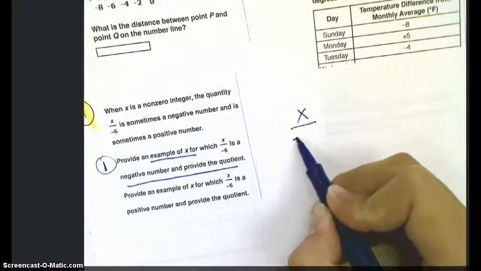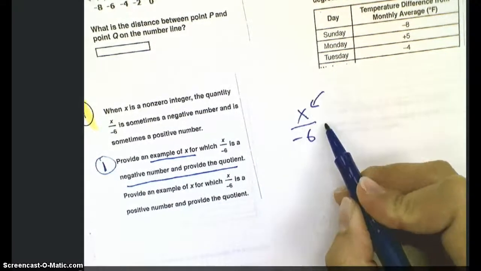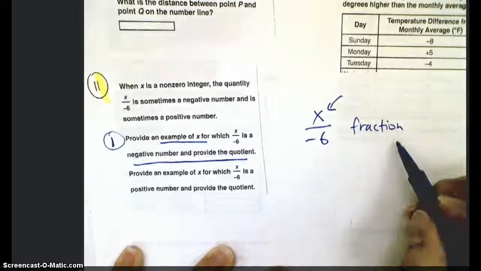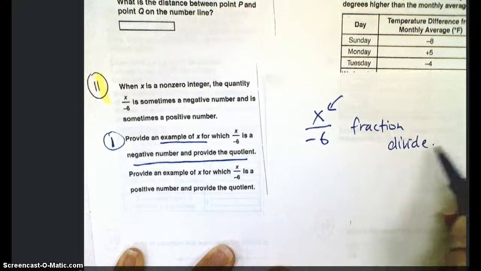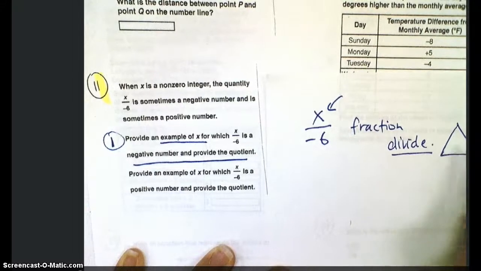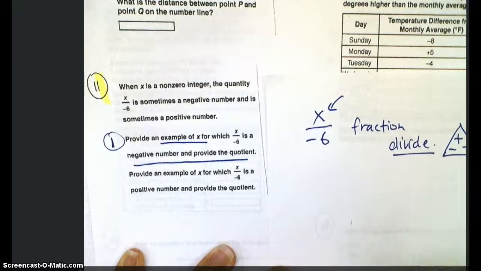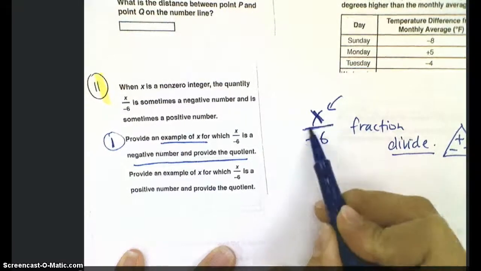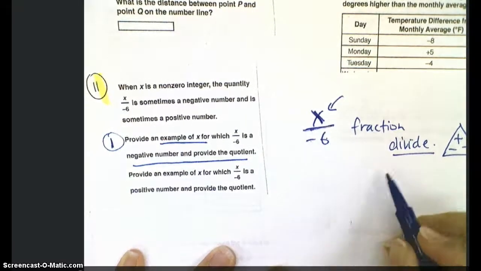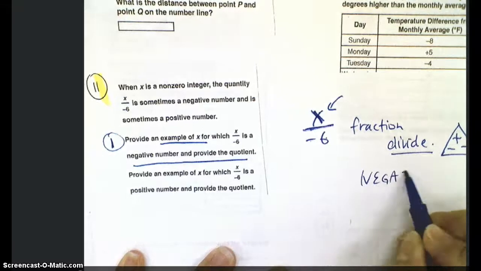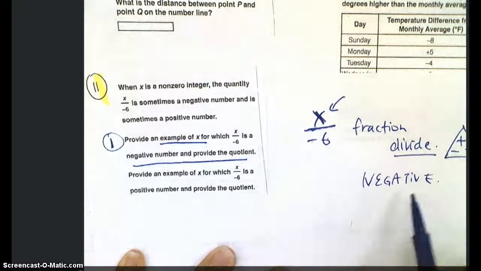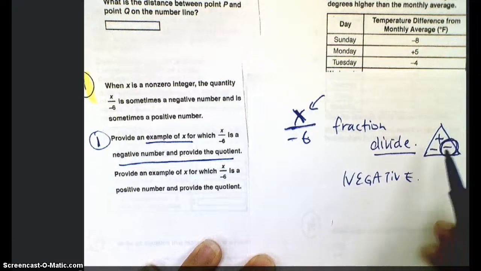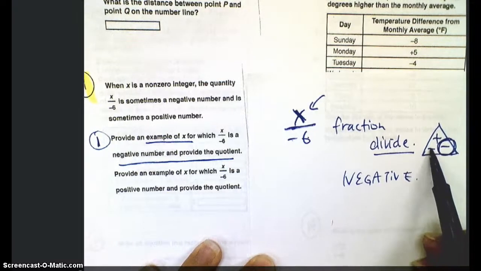So if I choose x, remember that this fraction is also a division problem. And in a division problem, I would use my triangle of doom. If I already have that any number I choose will divide with a negative number, and I want the result to be negative, then in my triangle of doom, if I were to get a negative answer, then I would need a positive number and a negative number.